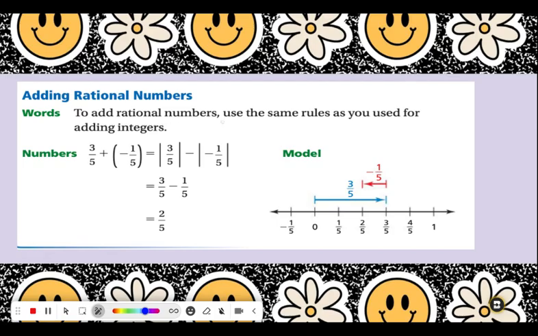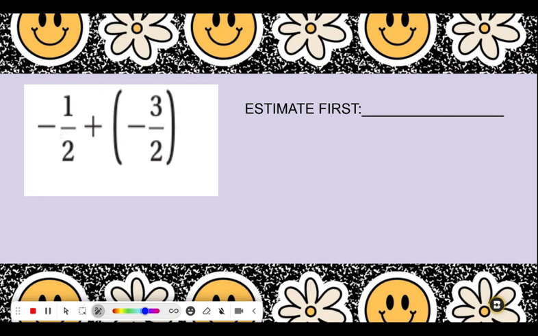Okay, so to add rational numbers, you use the same rules as you use for adding integers. Same signs, add and keep the sign. Different signs, find the difference and see which number has the biggest absolute value, more positives or more negatives. So let's go through this. So I see same signs. Okay, so negative plus a negative. So I know my answer is going to be negative because I'm going to add them. Same signs, we're going to add, and then we are going to keep the negative.